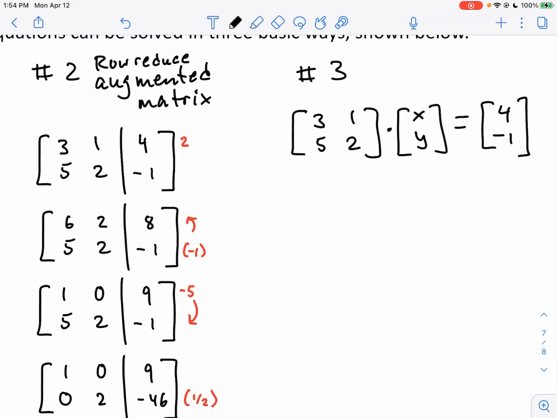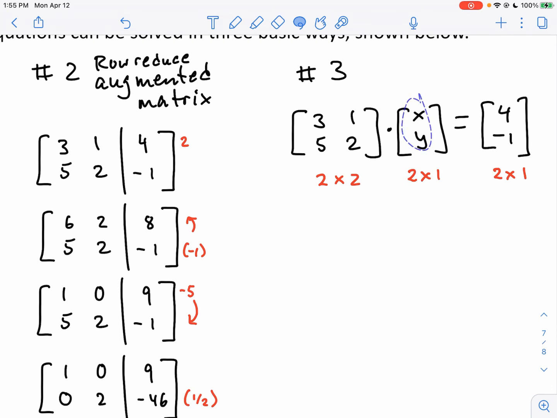Now notice this matrix equation makes sense because, first of all, this is a 2 by 2, this is a 2 by 1, and this is a 2 by 1. So these inner numbers match, so the multiplication is possible, and the outer numbers will be the result, 2 by 1, which is exactly what we see here.